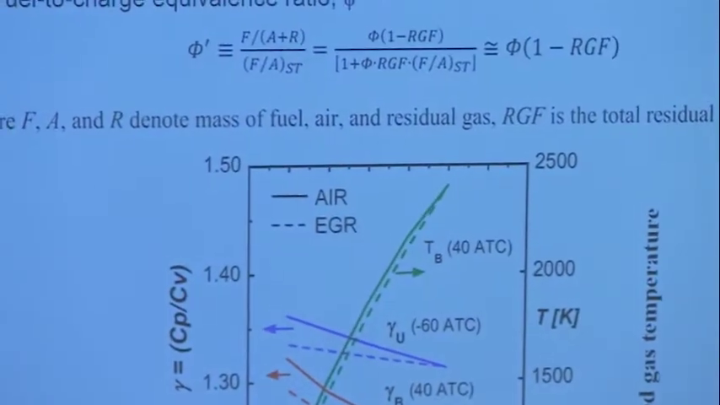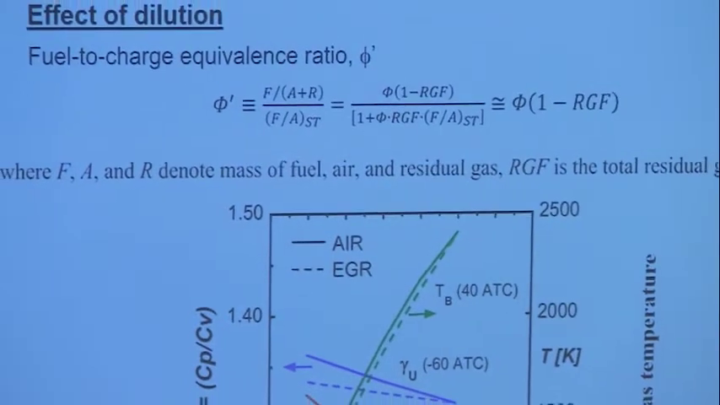Instead of doing that, I can essentially dilute the charge with residual gas. So you can introduce what's called the fuel to charge equivalence ratio, which is the fuel amount, the amount of air and the amount of residual charge compared to the fuel-air ratio at stoichiometric. And so this is what the formula looks like. It's approximately 1 minus the residual gas fraction.